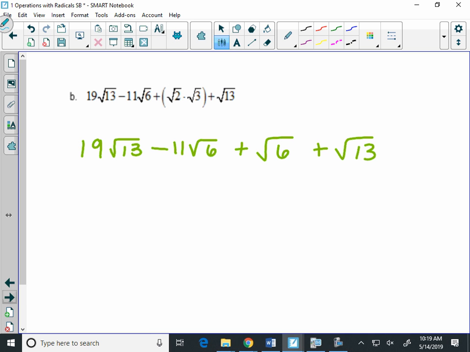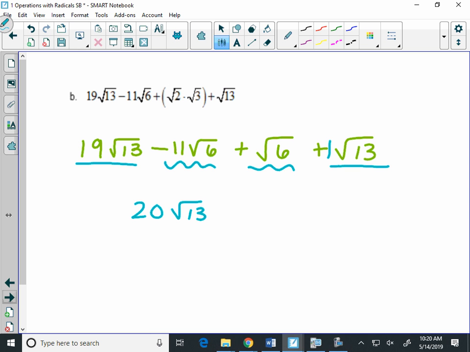Okay, so we combine our like terms. Here's a radical 13. Here's a radical 13. We combine 19 and radical 13. What do we get? Think, what's 19 plus 1? 20. Stack on the radical 13.